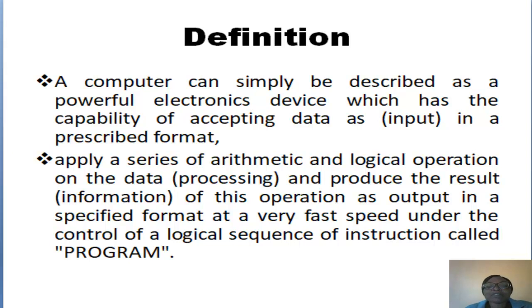So let me describe it once again. A computer can simply be described as a powerful electronic device which has the capability of accepting data as input in a prescribed format, applying a series of arithmetic and logical operations on the data, which is known as the processing, and producing the result, which is known as information or the output, in a specified format at a very fast speed under the control of a logical sequence of instructions called a program. So you have to look at the definitions one after the other.